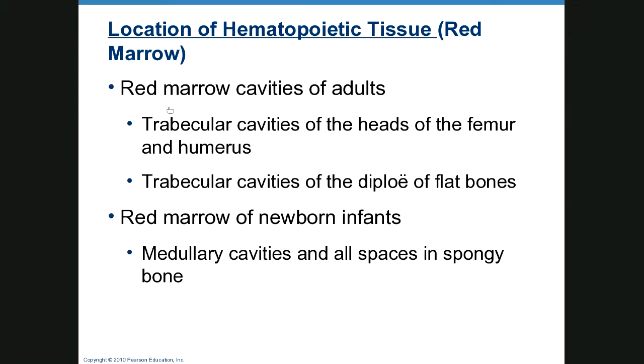It protects your brain. If we had no hollow spaces in bone, everything would be too heavy. Okay, hematopoietic tissue, or red marrow, in adults is found in the trabecular cavities of the heads of the femur and humerus and in the diploë of flat bone. If they're going to take a sample or a donation for a bone marrow transplant, they'll probably take it out of the ilium. They can take it out of the heads of the humerus or femur, but it's harder to get to.